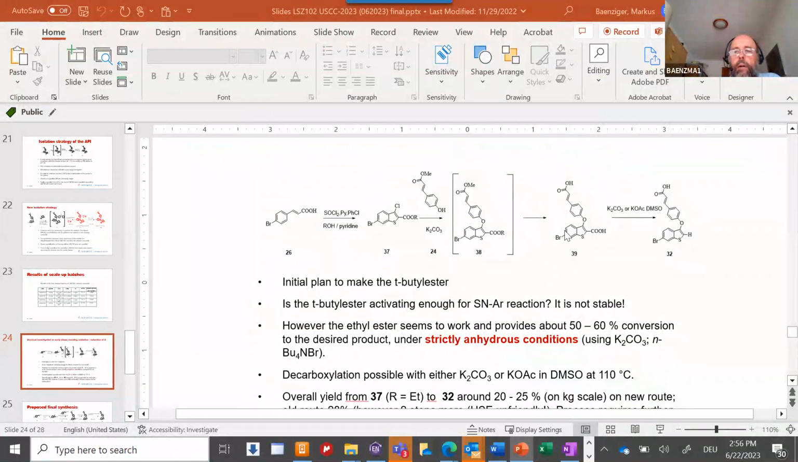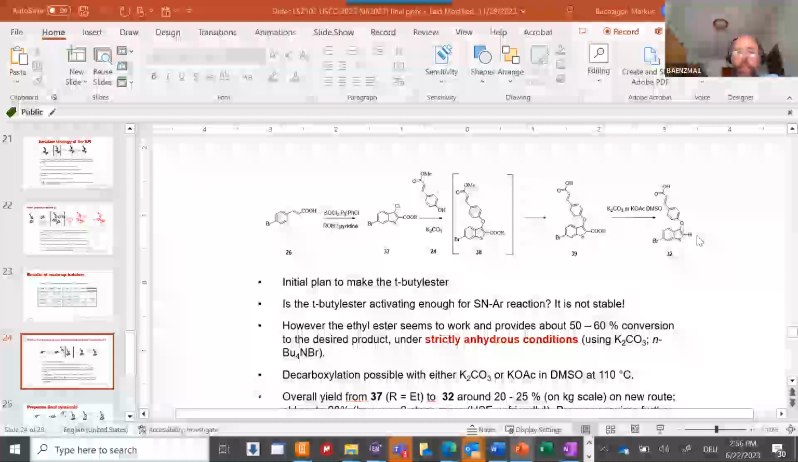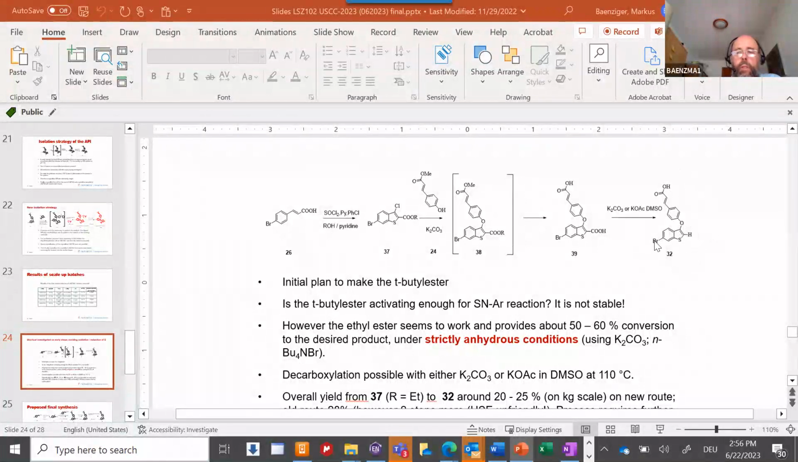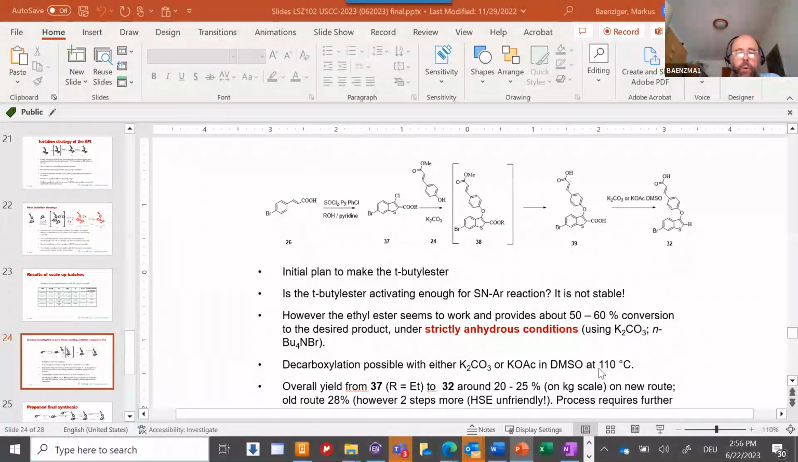And then finally, after ester hydrolysis, these two esters were already partly hydrolyzed in this step. After complete hydrolysis, we were able, in potassium acetate or potassium carbonate in DMSO, where potassium acetate is preferred, under thermal conditions to decarboxylate the product. And then we were at the same intermediate for the bromo to phenol exchange. This was done on kilo scale. The overall yield until this step was about 20 to 25%. On the old route, it was 28%.